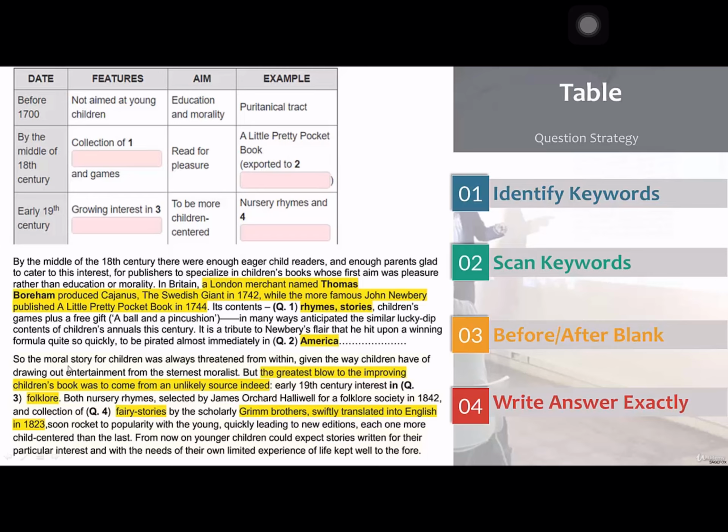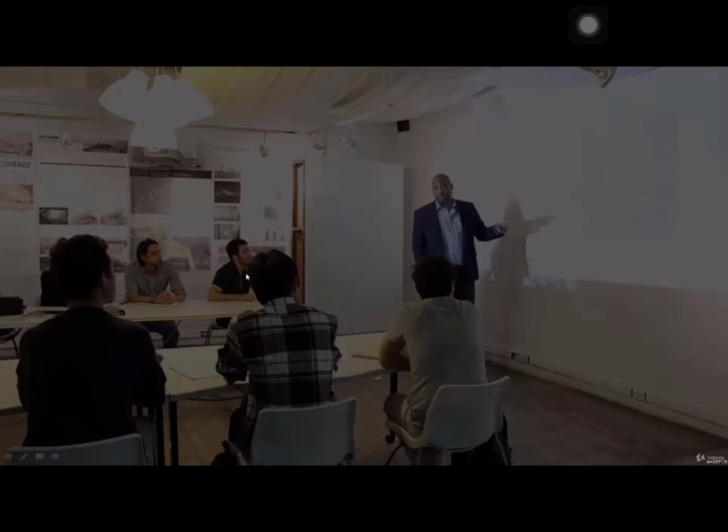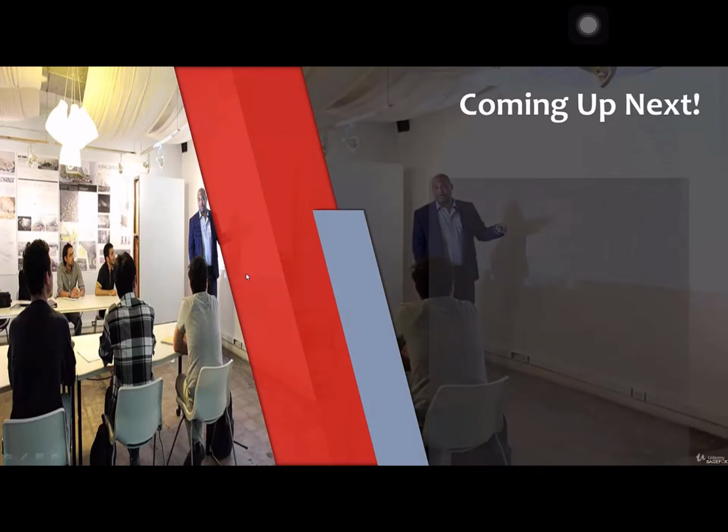So the moral, let's see, and then we get down to numbers 3 and 4. Number 3 is really straightforward because for number 3, it says early 19th century interest in folklore, growing interest in folklore. And then for number 4, nursery rhymes, and that's really straightforward. We're dealing with both nursery rhymes and a collection of fairy stories. So number 4 is fairy stories.